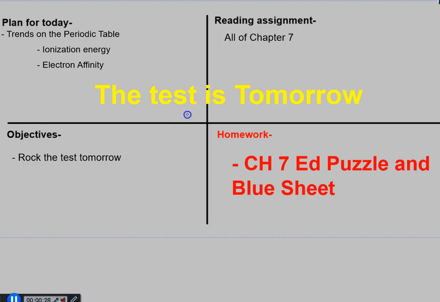So anyway, today we're going to wrap up ionization energy, which we talked about a little bit already. Welcome. I don't have any work for you, so just chill. If you haven't done the Chapter 7 Ed Puzzle and Blue Sheet, please do that. And then Chapter 7, the last few sections, that's a lot of reading. And I'm just going to tell you right up, there's nothing on the test from it. That's all I'm going to say.